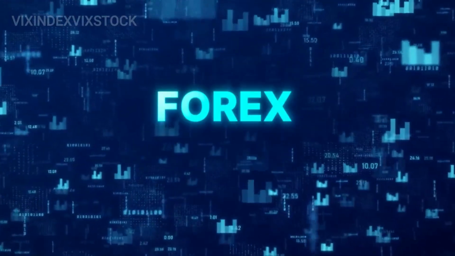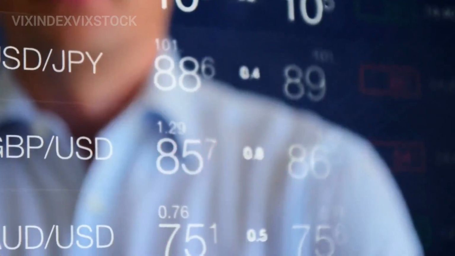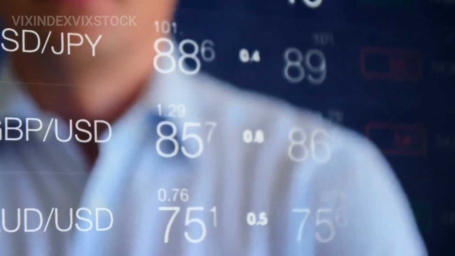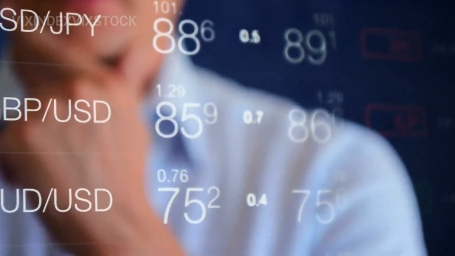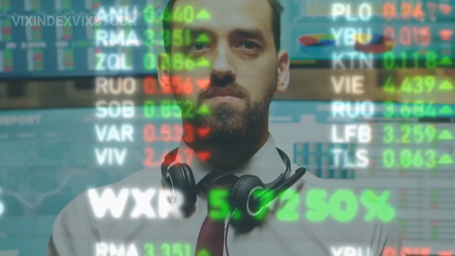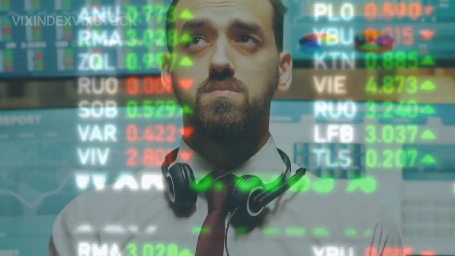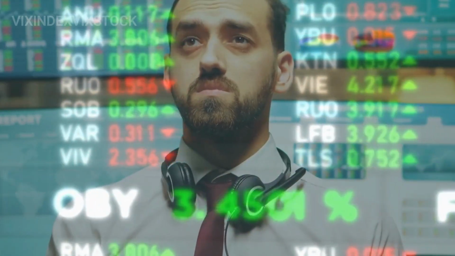Let's dive in. Understanding analysis paralysis. Before we delve into the solutions, let's understand what analysis paralysis is and why it happens. Analysis paralysis occurs when traders become overwhelmed by an excessive amount of data and indicators on their charts. This abundance of information leads to indecision and missed trading opportunities.